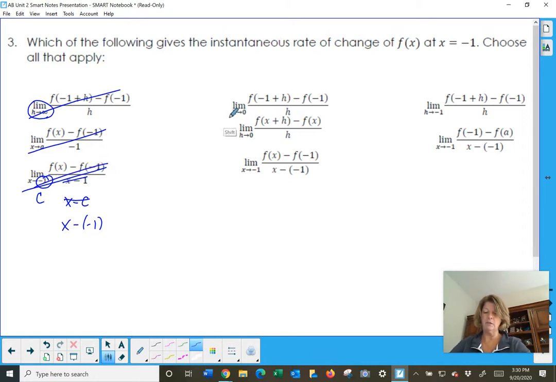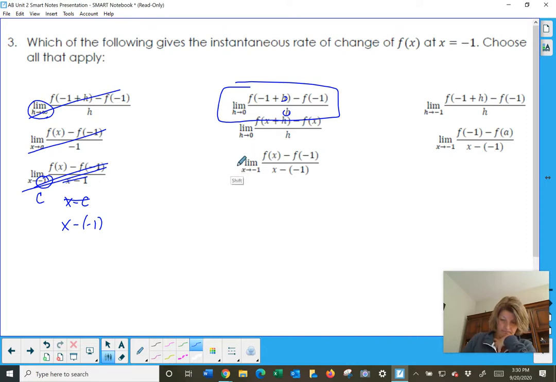As h goes to 0, and I have f of negative 1, f of negative 1, this going to 0, that would bring my points very, very close together. I'm liking that one. As h goes to 0 of f of x plus h minus f of x. Yeah, that seems fine too.